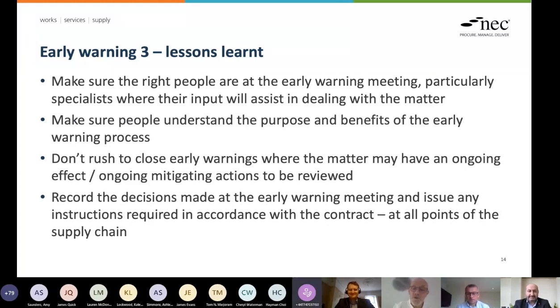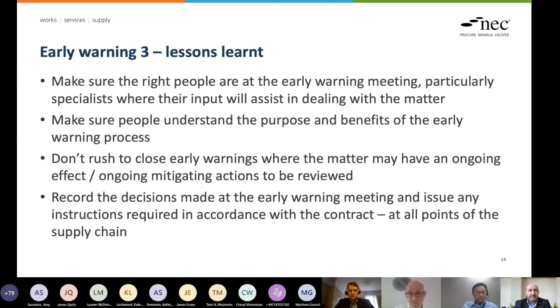Thanks for that. Yeah, so in that early warning, I think there are a number of lessons we learned from that, and it was clear that the subcontractor should have been at the meeting because he could input into that meeting. So he should have been invited. So the key is make sure the right people are at the early warning meeting, particularly the specialists. And also he could have been prepared for that meeting and potentially come up with some options instead of now having another meeting, albeit there's an instruction and things are moving. Perhaps it could have made better progress in that meeting.